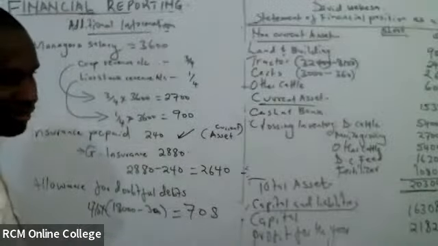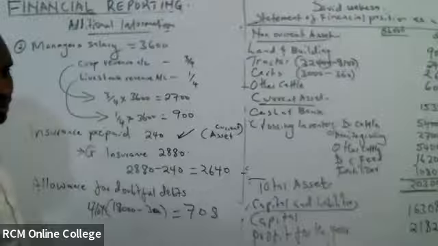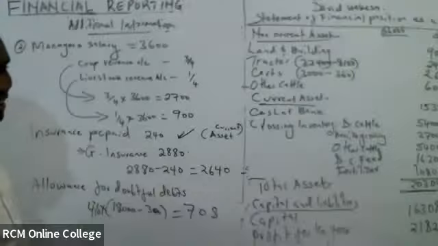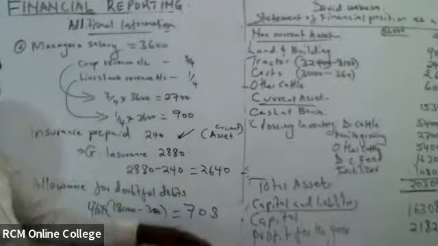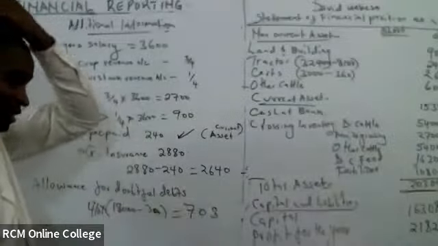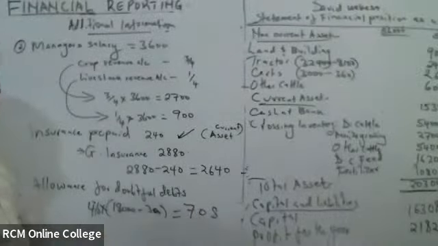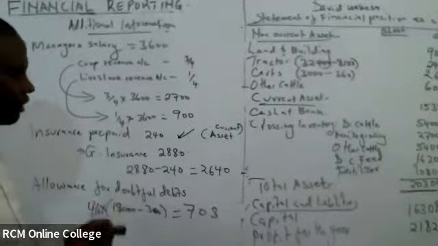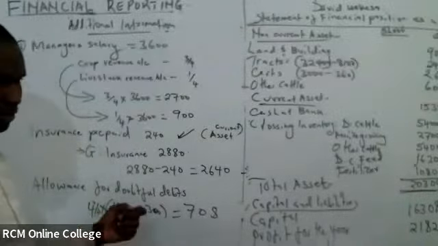Now this 708, will it be an expense? That is where you usually get confused. Will it be an expense? Yes, this allowance we shall term as an expense. You will just put it there under expenses. We have many expenses there, and it's a general one. Now, when it comes to recording the trade receivables, it will be 18,000 minus what?